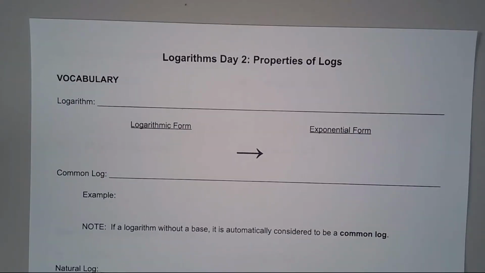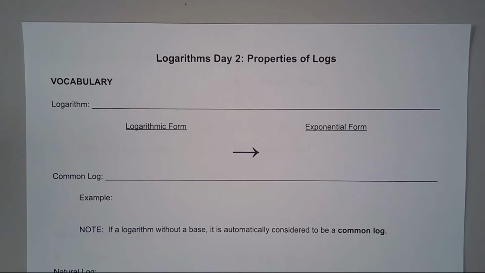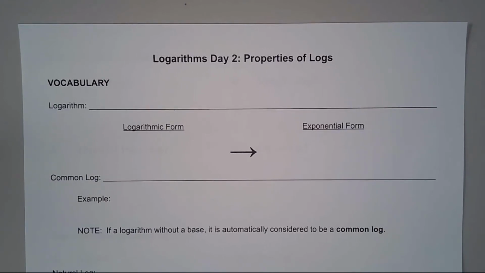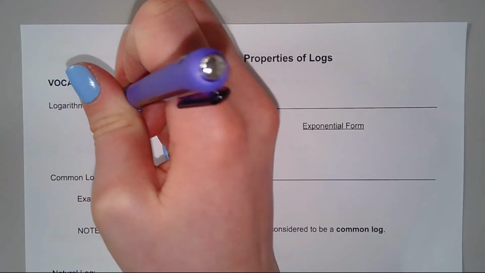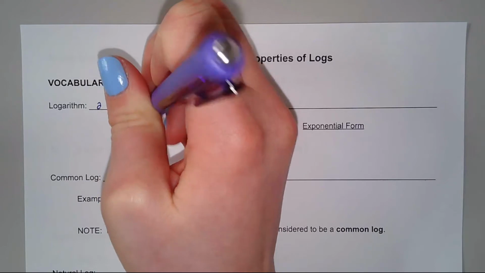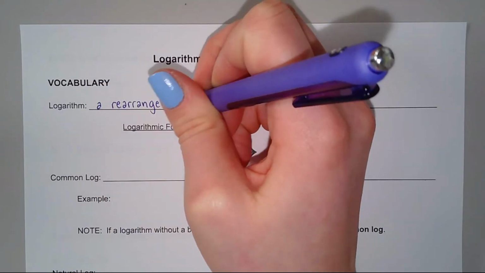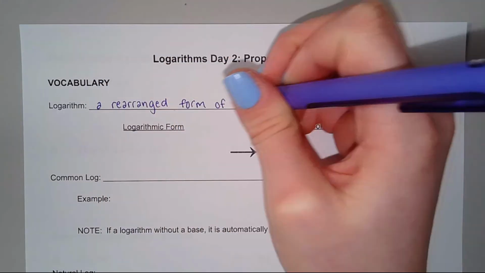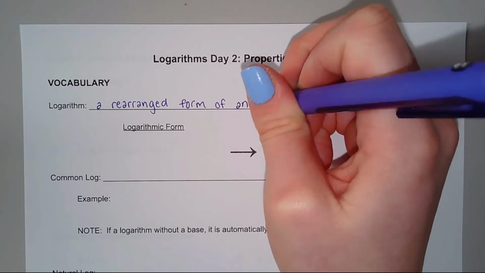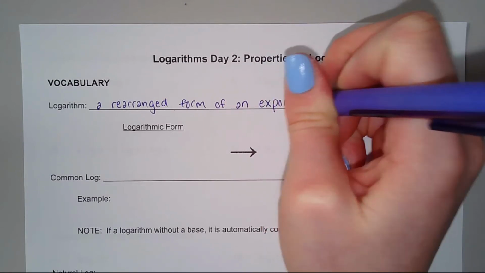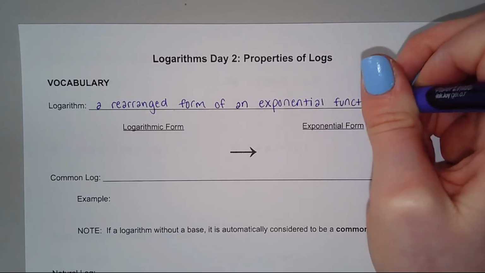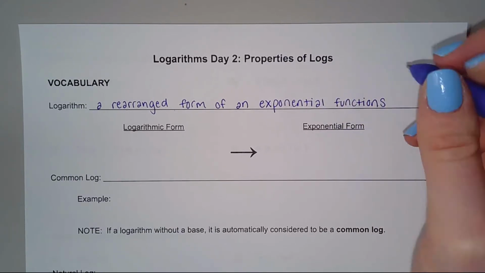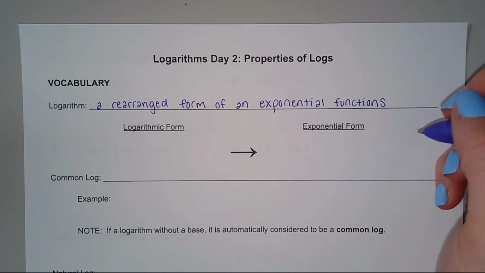To start, let's just review what a logarithm is and how we convert back and forth between logarithmic form and exponential form. If we remember, a logarithm is a rearranged form of an exponential equation or an exponential function. So we're converting between exponential functions and logarithmic functions, and we know that logarithms help us solve exponential functions.